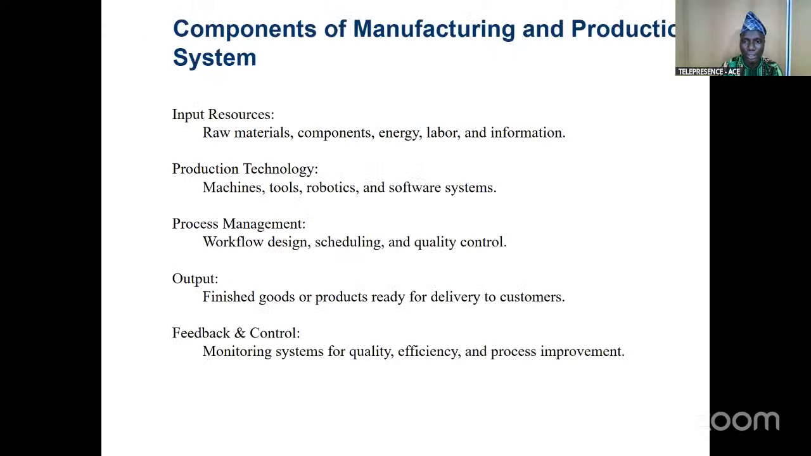These are the components of manufacturing and production system. The inputs, as we saw in the previous diagram: raw materials, energy, labor; the production technology, machines, the software, the tools that will be used to make the production; management, the workflow; the output, the finished goods or product ready for delivery to the customer; the feedbacks and control, the monitoring system for quality, efficiency, and for improved process.